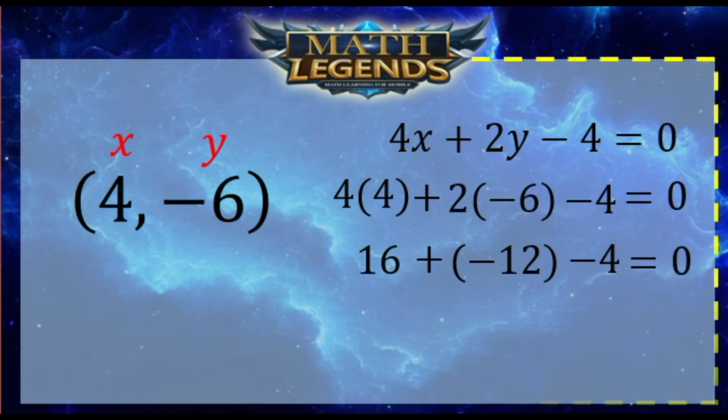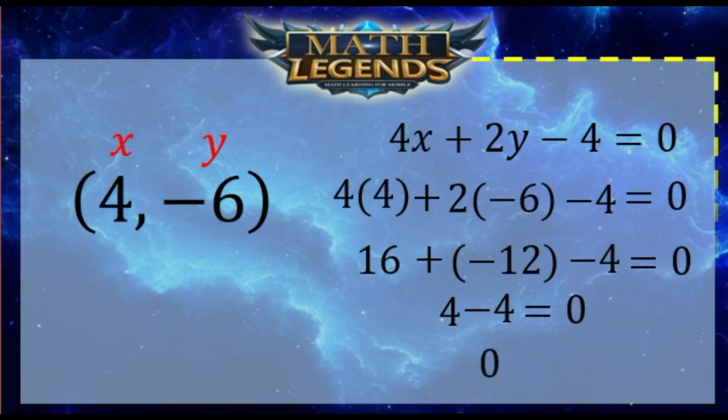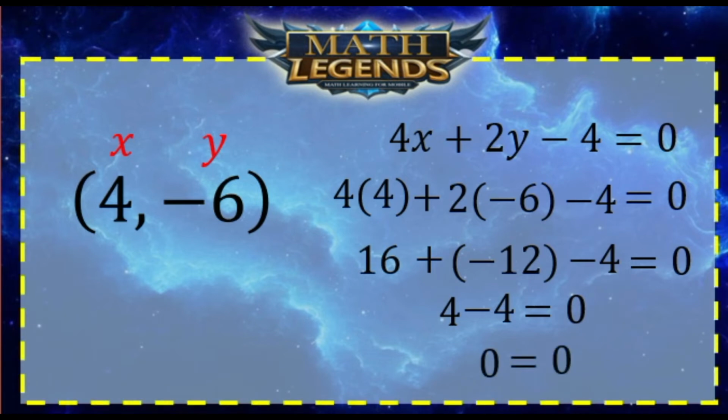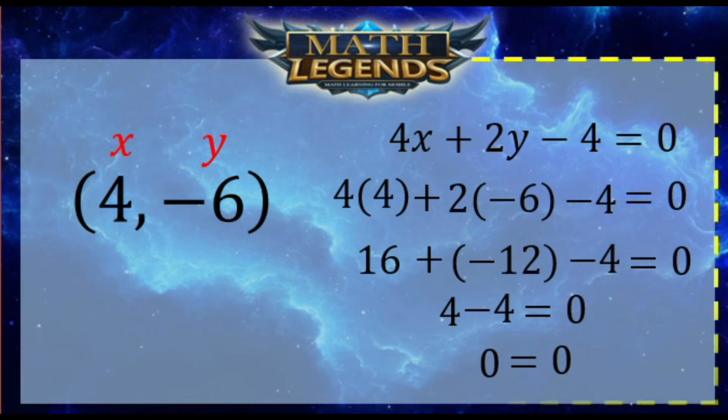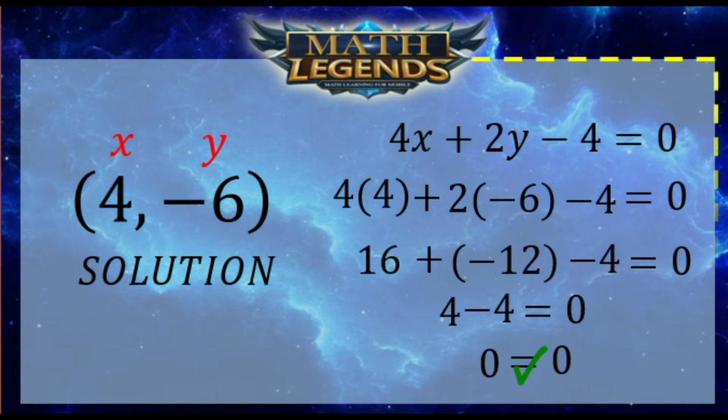Then after that, 16 plus negative 12 is equivalent to 4 minus 4 is equal to 0. So we have 4 minus 4 that is equivalent to 0, that is equal to 0. So as you can see, it is true that 0 is equal to 0. Therefore, we could say that 4 and negative 6 is the solution of our linear equation.